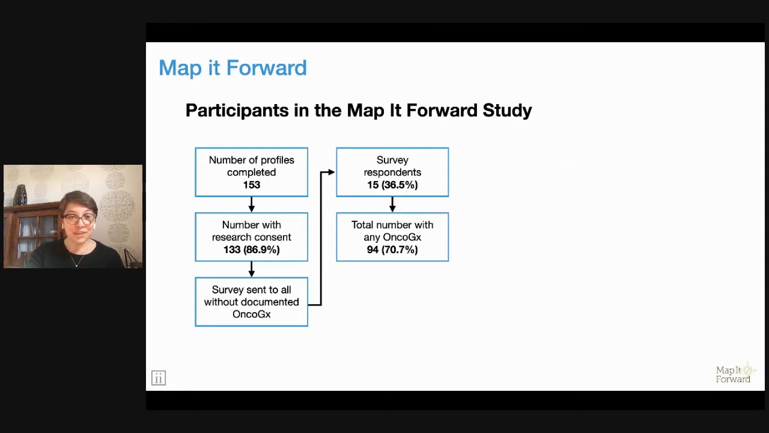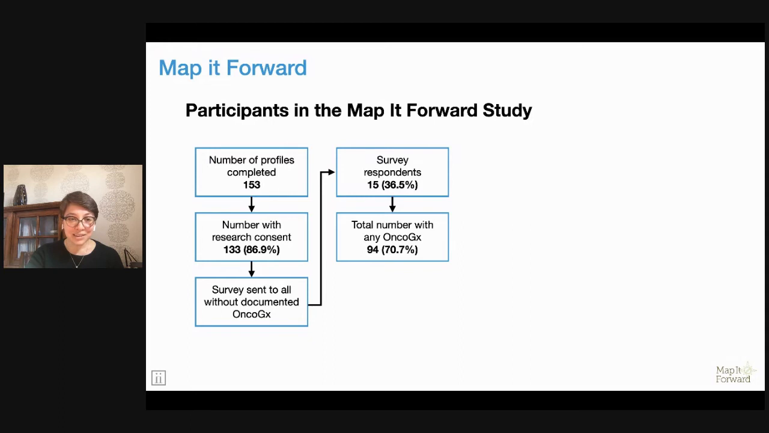Our recruitment for the study is ongoing, but at the time of analysis, we had completed data extraction for 153 participants, and of those, 133 have consented to participate in research. So this shows that we have a very highly engaged community dedicated to research.